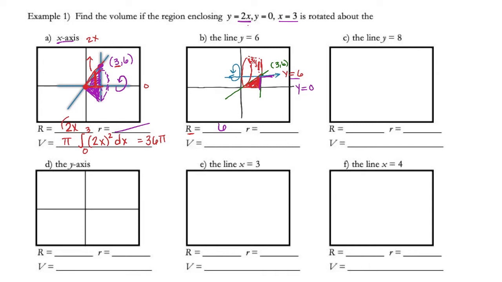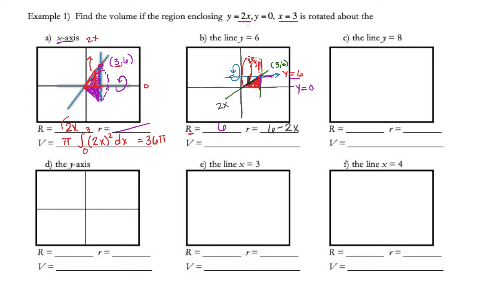Now little r, we're going to have to label that for the portion that we are removing, that's generating this open area. And that distance there is going to be what's going on between our axis of rotation and our bounded region. So here we have y equals 6 is the top, and then the bottom was our function 2x. So our little r, or the area that is needing to be removed, is going to be 6 minus 2x.